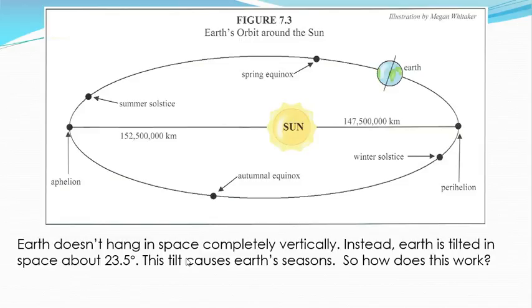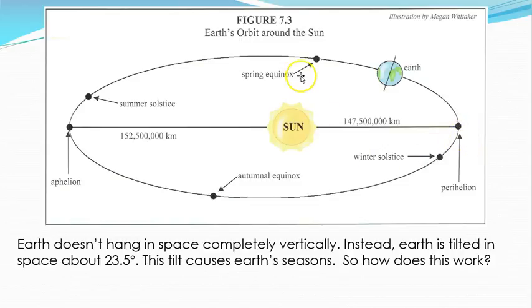Earth doesn't just hang in space completely vertically. Instead, Earth is actually tilted in space about 23 degrees. This tilt is what causes Earth's seasons. So how does this work? Let's just take a quick look at this drawing.